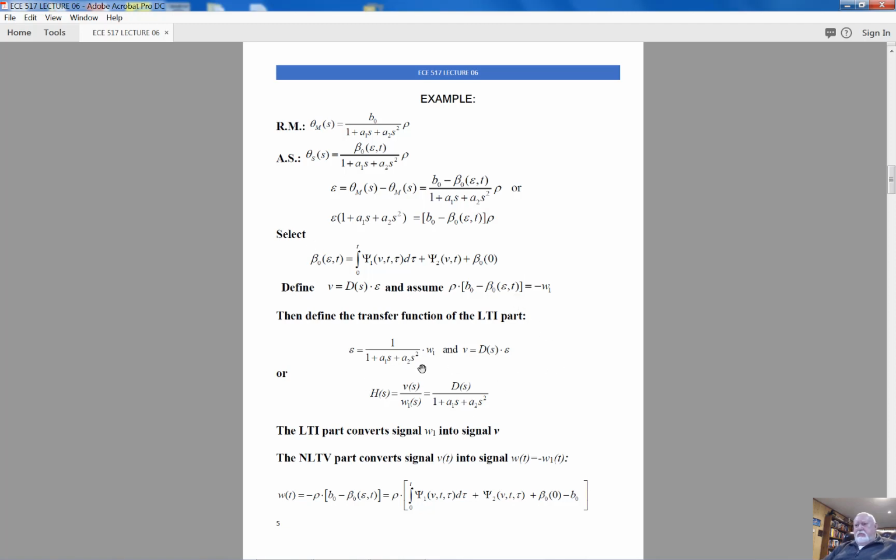Let's look further. How does the linear time-invariant part look? The linear time-invariant part is the transformation of variable w into epsilon. It defines epsilon as a function of w. And then it defines variable v as a function of epsilon. So if you want to get the overall transfer function of the linear time-invariant part, it is right here. It is v as a function of s divided by w as a function of s, and it is this expression. This is the transfer function that must be strictly positive real.